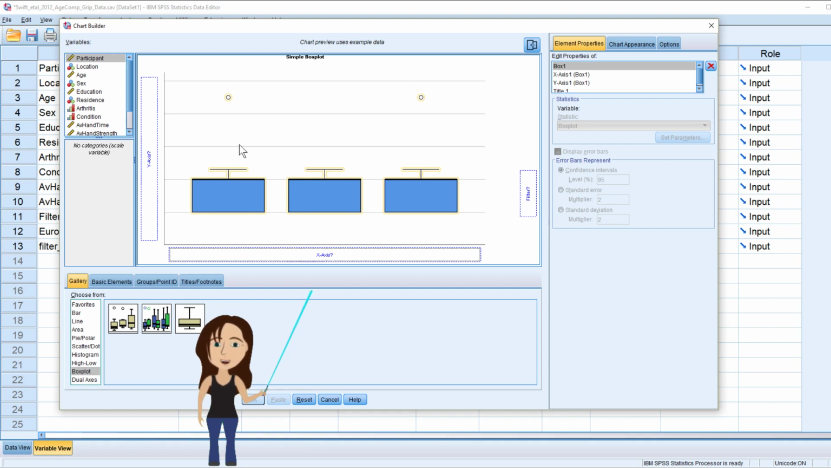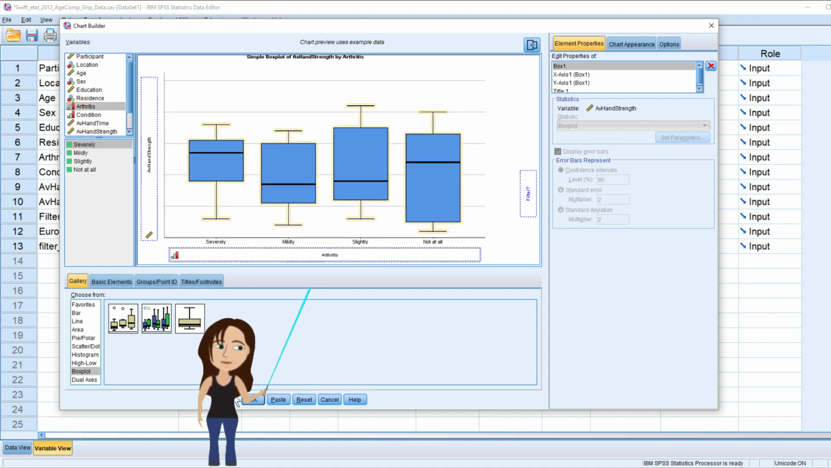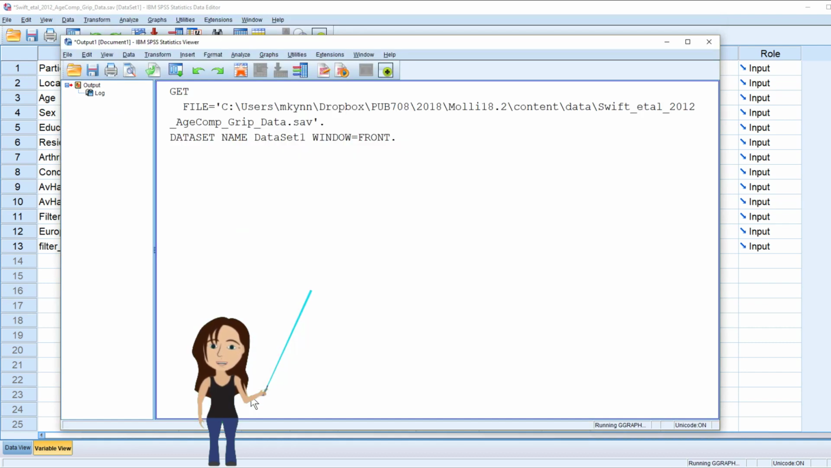So let's have a look at the outliers. So I've got the box plot dragged in here. We're interested in strength, so that will go on the y-axis because we're looking at the box plots up and down. And then we would like to see a separate box plot for each level of arthritis because that's our grouping variable. So we'll put that in the x-axis and press OK.